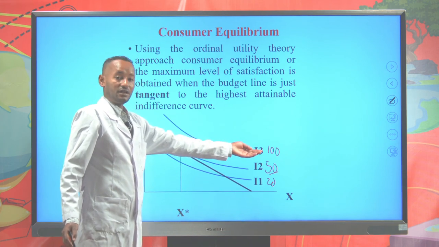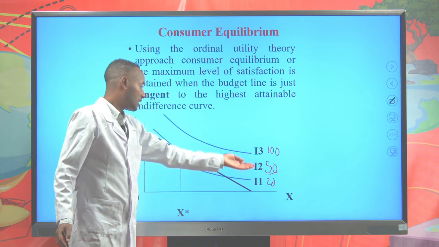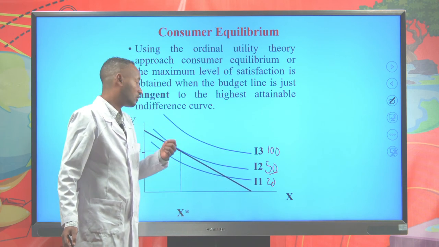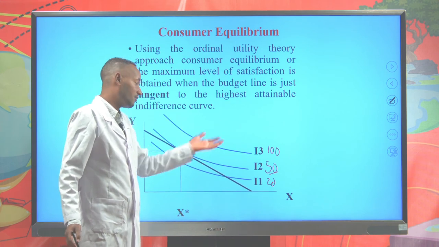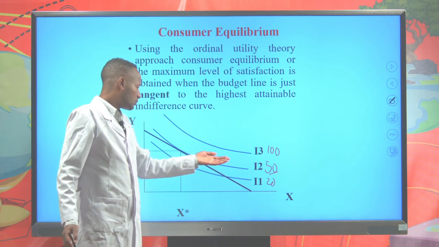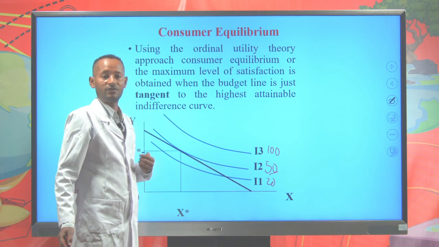At indifference curve 3, there is kitfo. The price of a kitfo is 100 birr, but you cannot afford it. But it has a higher level of satisfaction. But you do have 50 birr in your pocket, and the price of one tips is birr 50.